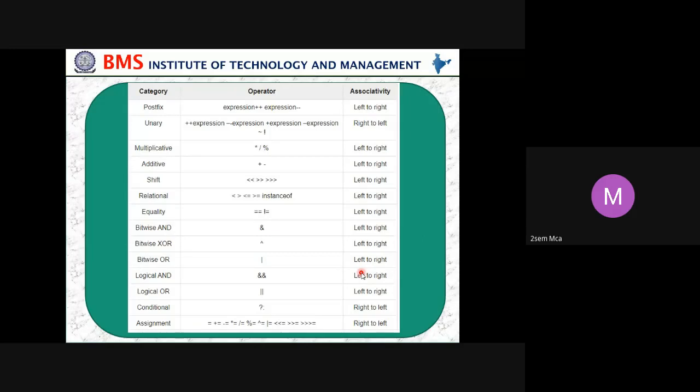right. So then relational operator, instanceof, also comes left to right. Then equality, equal and not equal, bitwise and, bitwise XOR, bitwise or, logical and, logical or, condition and assignment. So all these we use in the order of highest precedence, and the associativity tells whether we evaluate from left to right or right to left.